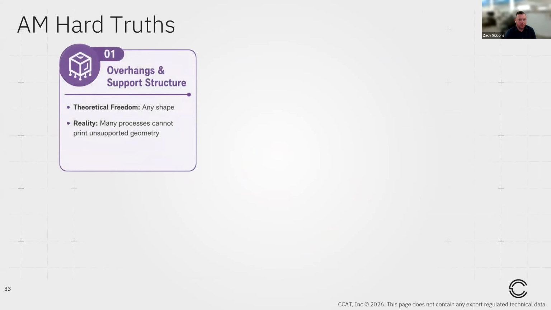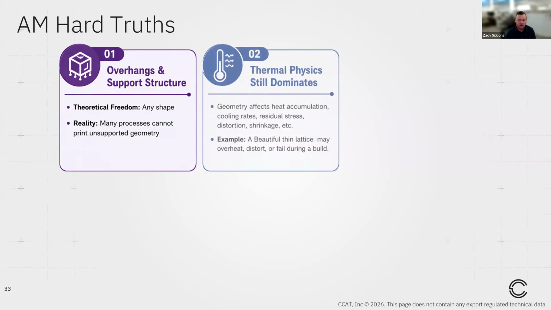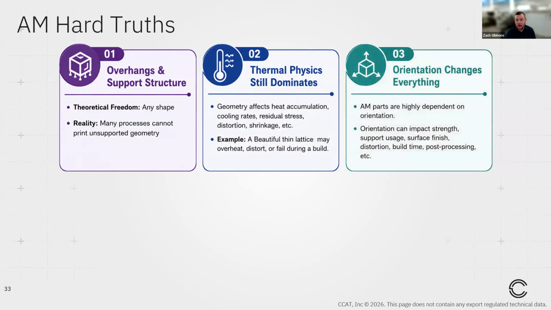Which brings me to some hard truths of additive. Overhangs and support structure. In theory, we can make any shape, but I can't print in open space. So you always need some type of substrate to print on. That would be support structure, which would be further sacrificial material. The processes are dominated by thermal physics, whether we're talking laser powder bed fusion in titanium alloy or printing in PLA plastic on your desktop printer in your dorm room, right? Process physics are still dominating that process.